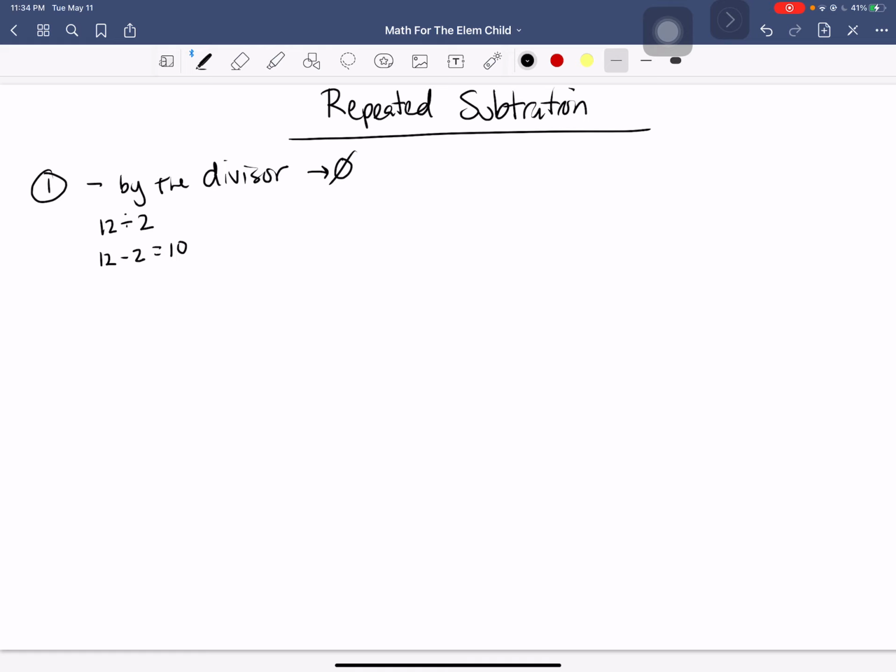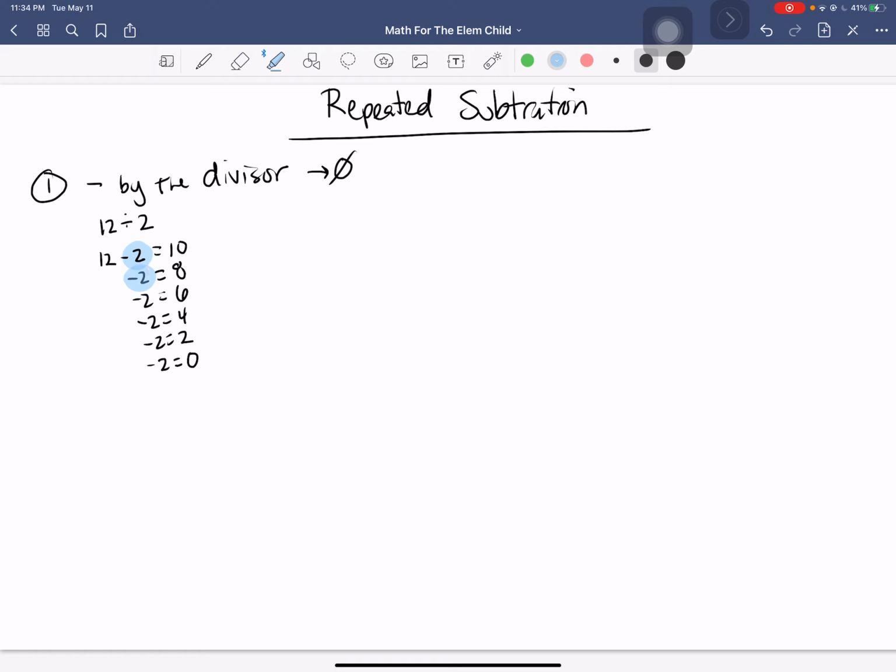And then we subtract again. So 10 minus 2 equals 8. Subtract again. 8 minus 2 equals 6, minus 2 equals 4, minus 2 equals 2, minus 2 equals 0. Very easy, very simple. Now we're going to count up however many times we've subtracted by 2.